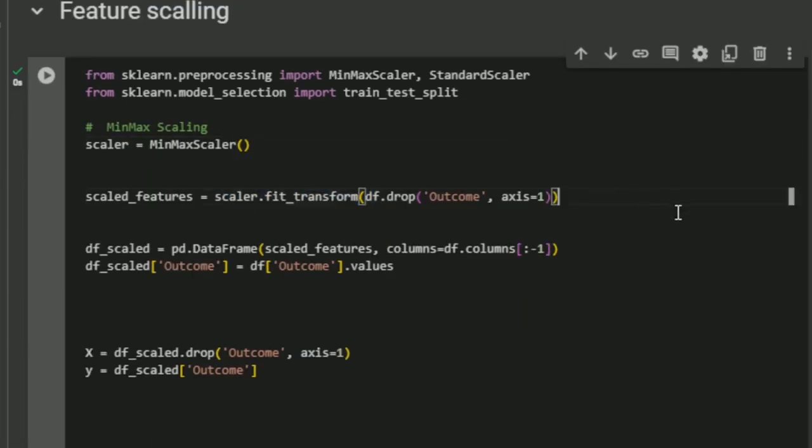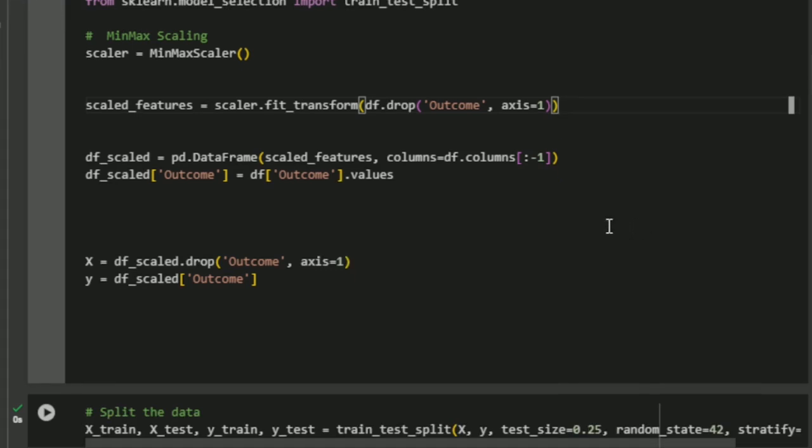the model's performance. For example, glucose values that were between 0 and 200 are now in the range of 0 to 1, making it easier for the model to process.